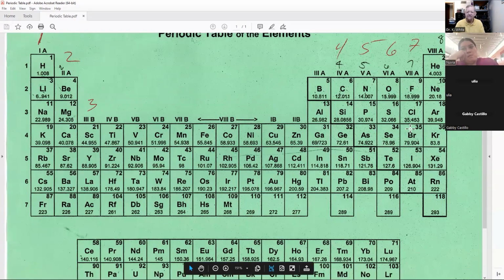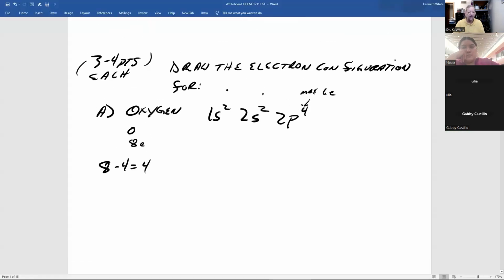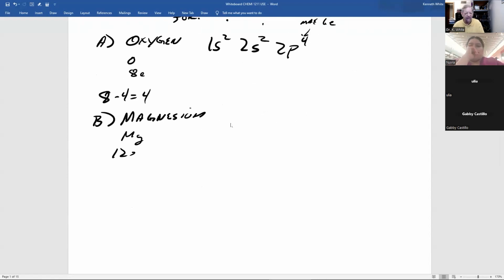Let's do one more. Let's do magnesium. Now, while we're here, you need to know how many electrons magnesium has. I'll give you 10 seconds to figure it out: how many electrons does magnesium have? Chemical symbol Mg, I hope you've learned that. And the answer is 12. Atomic number is 12. Atomic number gives you the number of protons and electrons. So we're going to do number B here. Chemical symbol, which you don't have to write down, but I will. And it has 12 electrons.